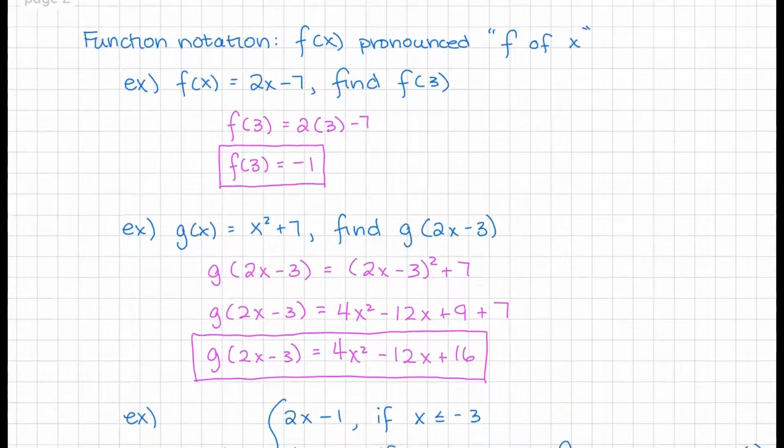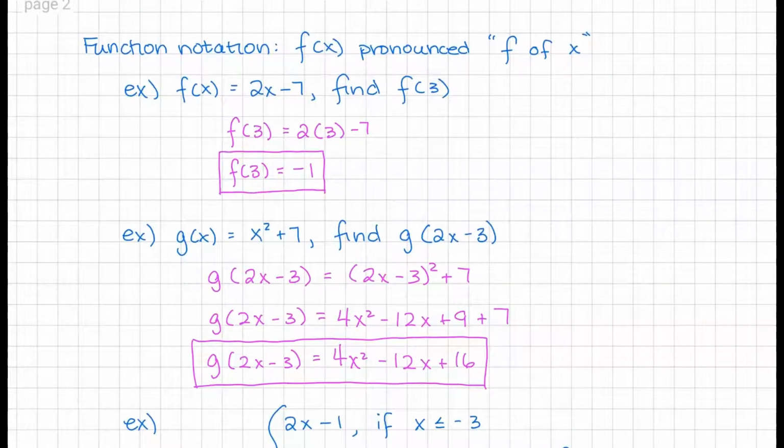Okay, so then let's just do a little review of function notation. So function notation is this f of x thing. And remember, it is pronounced f of x. You don't say f times x. And just remember, whatever's in the parentheses, that's what gets placed in x. That's what you substitute x with. So if f of x is 2x minus 7, f of 3 means replace the x with a 3. And in this case, you evaluate, you get -1.